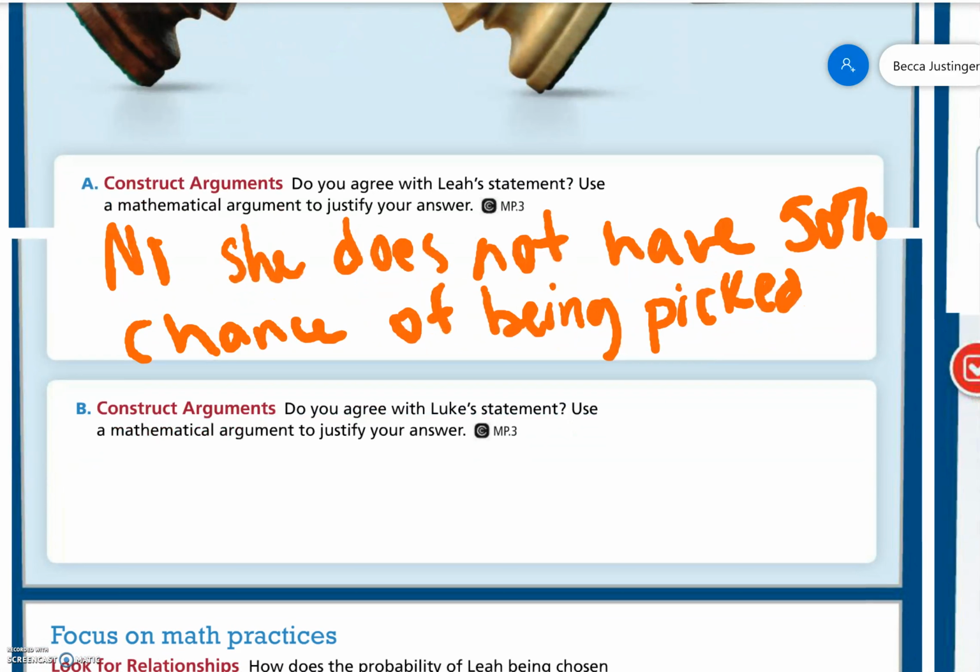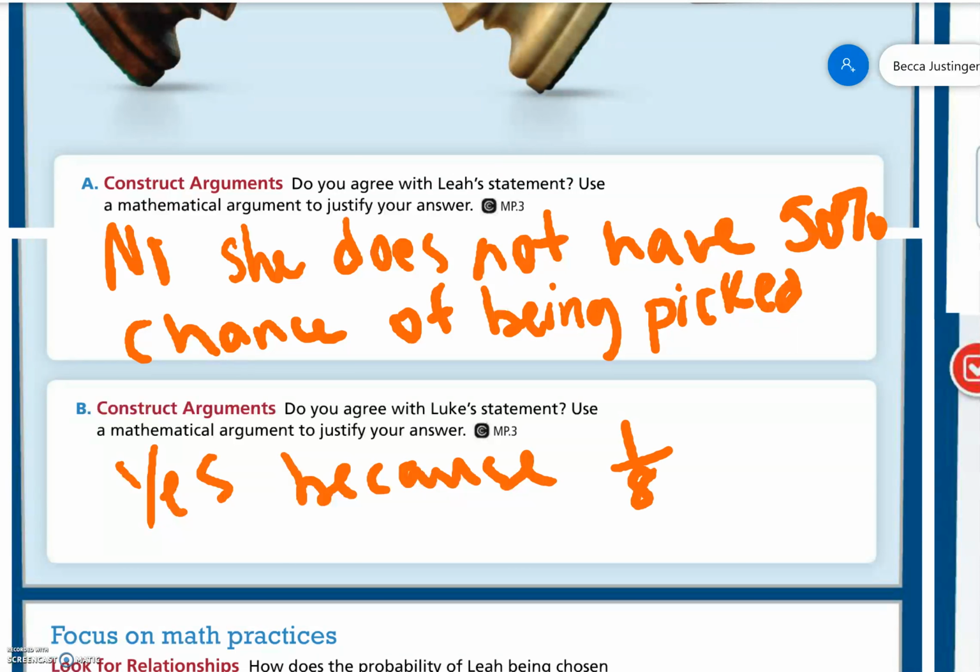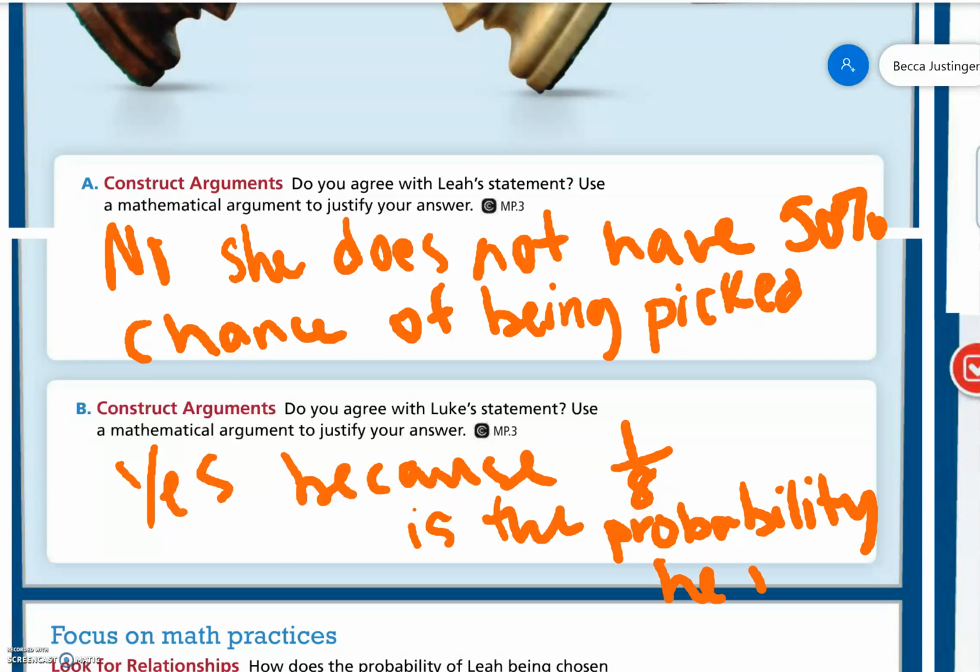Construct, do you agree with Luke's statement? Use a mathematical argument to justify your answer. Yes, because he is one person out of 8 total people. Yes, because 1 out of 8 is the probability he is picked. Which is also the same probability for Leah, and 1/8 does not equal 1/2.